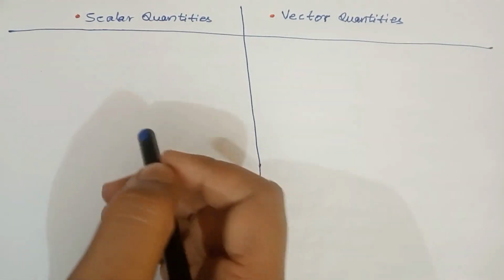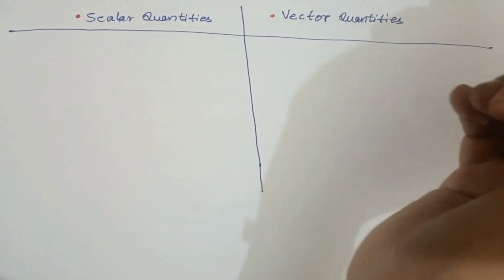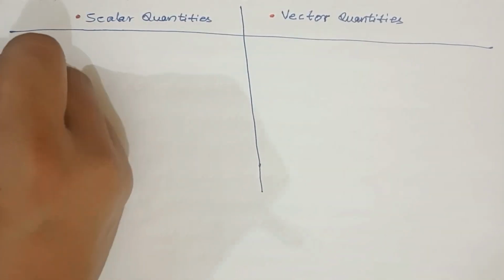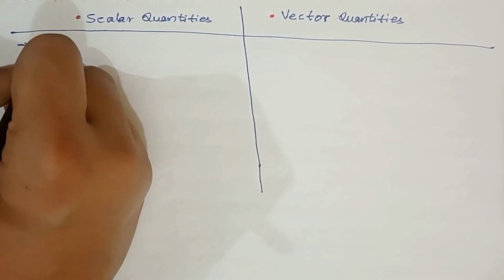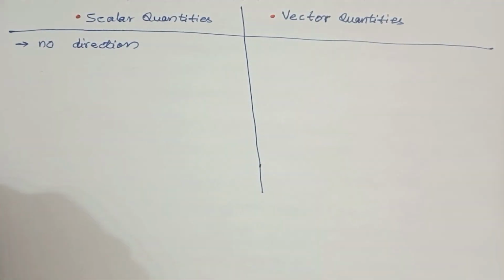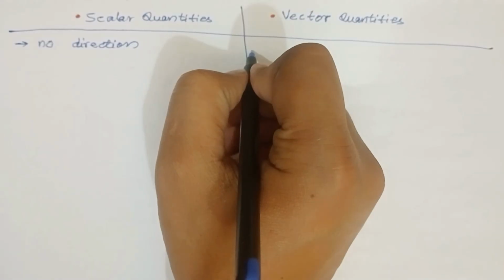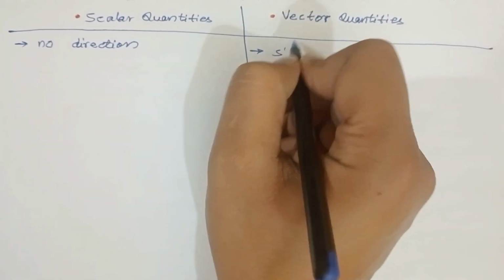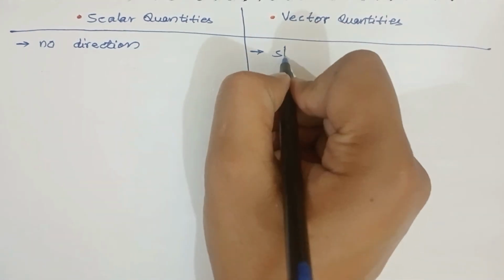Let's study the points of difference between scalar quantities and vector quantities. What are the differences? The major difference, the defining difference, is that scalars don't show direction, meaning they have no direction, while vectors show direction.